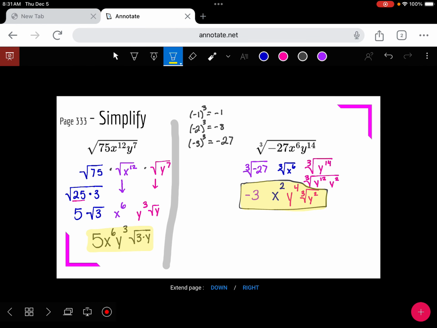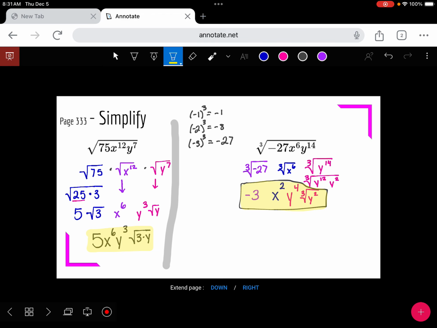Okay. Questions on that one? Or either of those ones? Yes, sir. Correct. Yeah, the y to the 4th comes out because that is the number of groups of 3 I could make out of the 14. I can make 4 full sets. We're going to practice this more because I've had a lot of people getting stuck on this kind of stuff. Mm-hmm. That's how many we had left over after the 14.